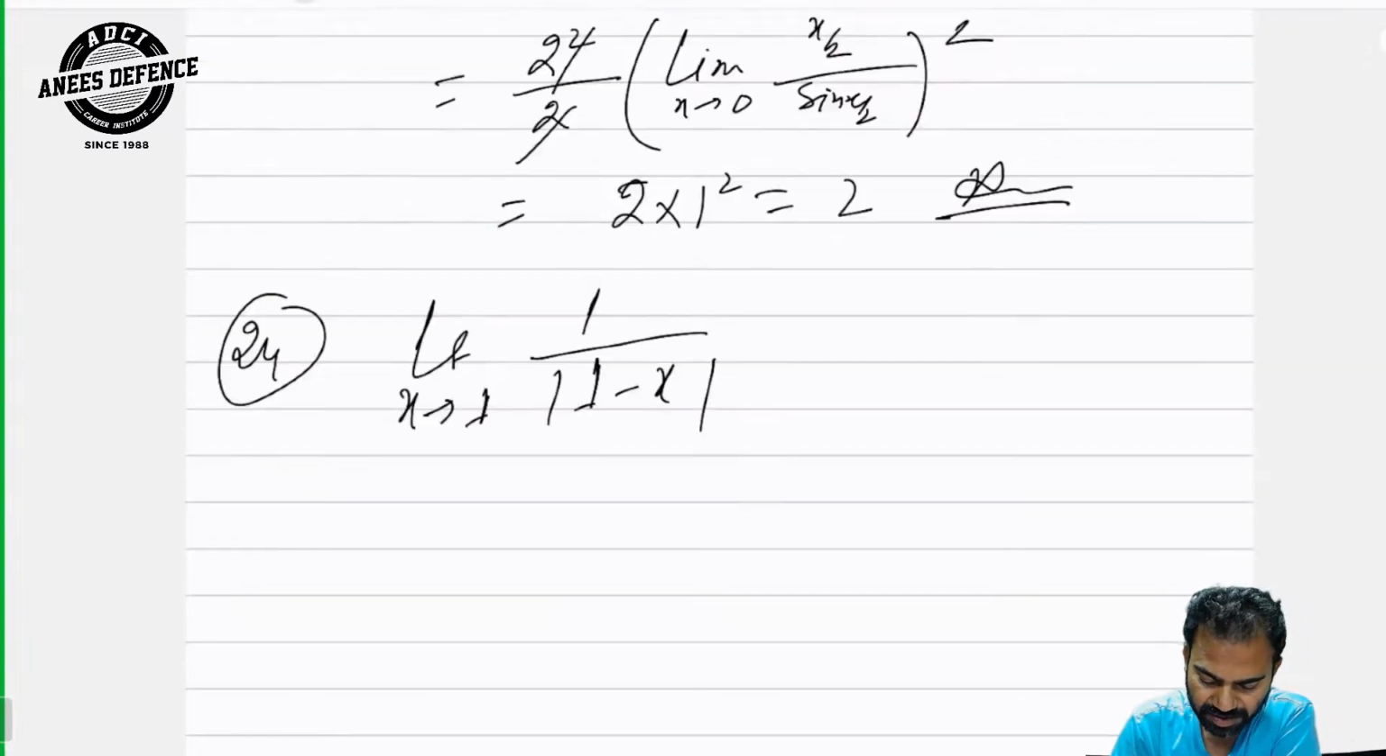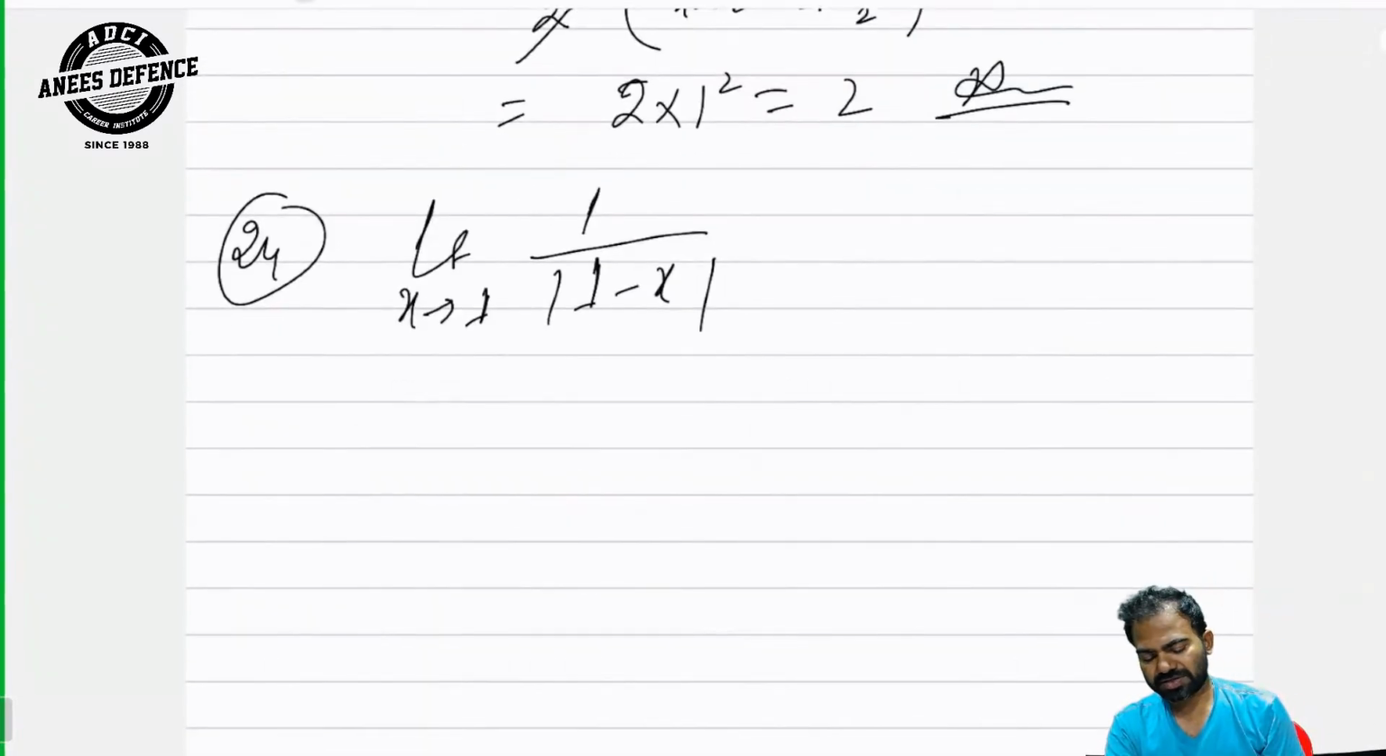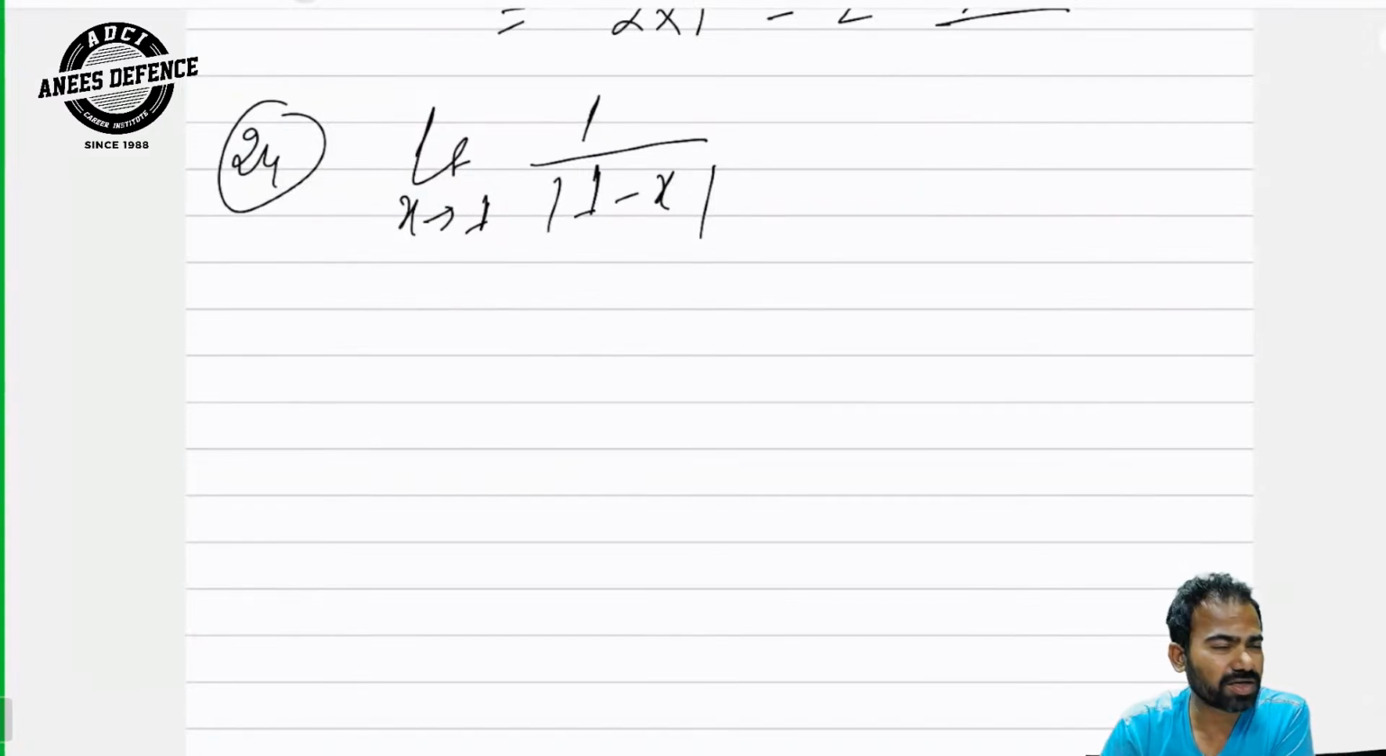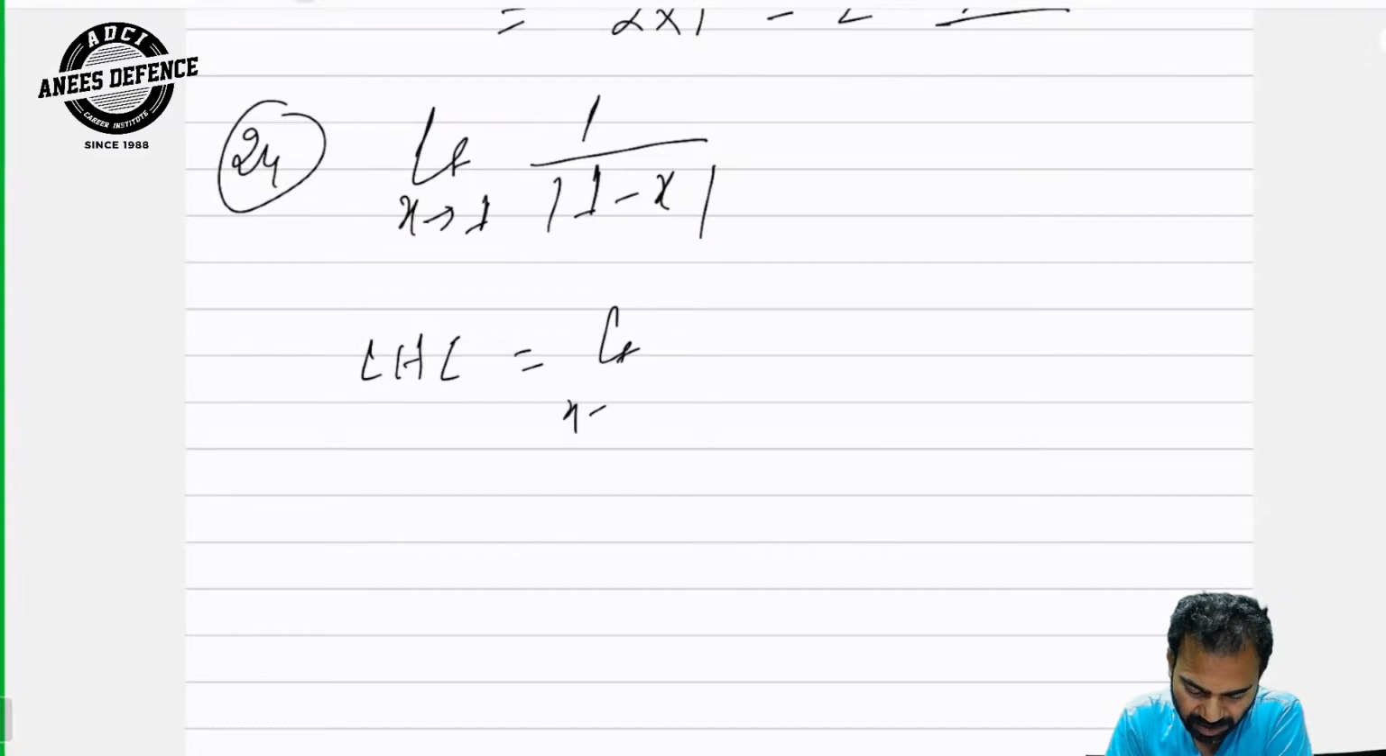1 minus x. You can see that 1 upon 0. When you put 1 in the denominator, it will be 0. So you have to find the LHL.